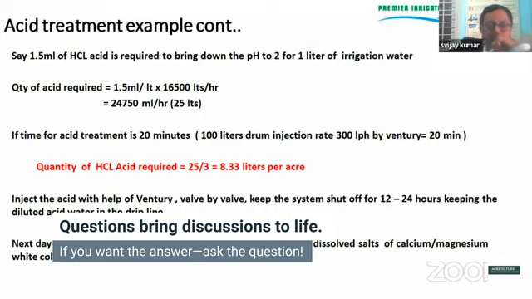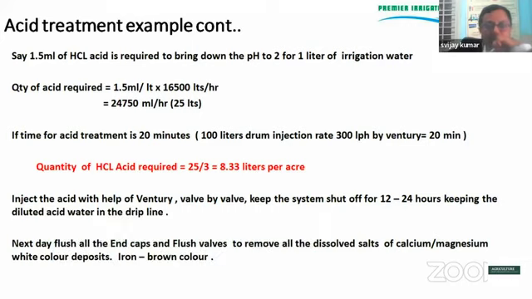So the quantity of acid you need to get ready for that 1 acre will be 25 divided by 3, because 20 minutes is nothing but one third of an hour. So basically 25 by 3, so 8.33 liters per acre. With the help of the Venturi, valve by valve, suppose you are having 4 valves, you have to inject this acid and keep that acid water inside the drip line for about 12 to 24 hours.